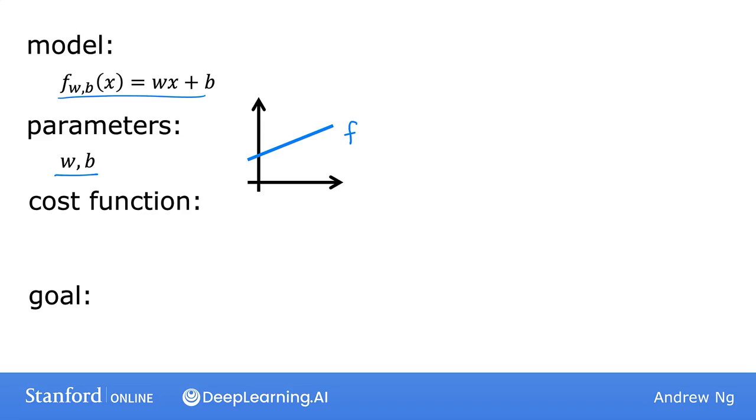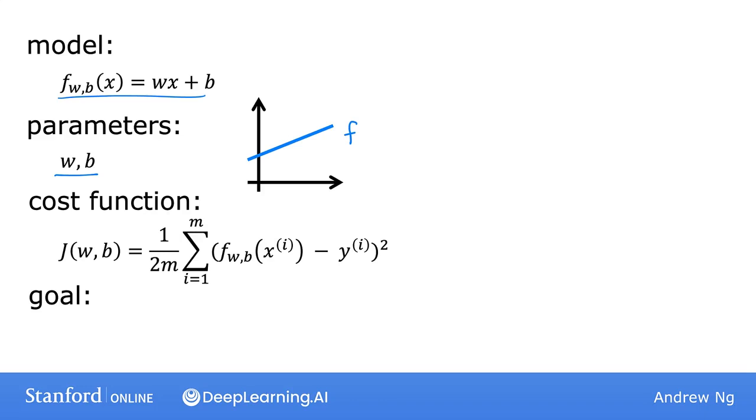To measure how well a choice of w and b fits the training data, you have a cost function J. What the cost function J does is measure the difference between the model's predictions and the actual true values for y. What you'll see later is that linear regression will try to find values for w and b that make J of w, b as small as possible. In math, we write it like this: we want to minimize J as a function of w and b.